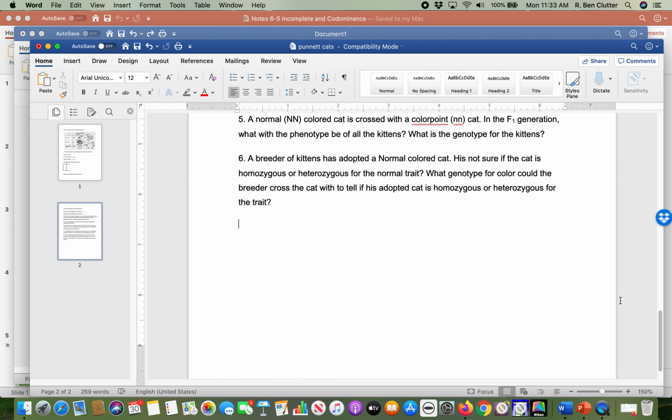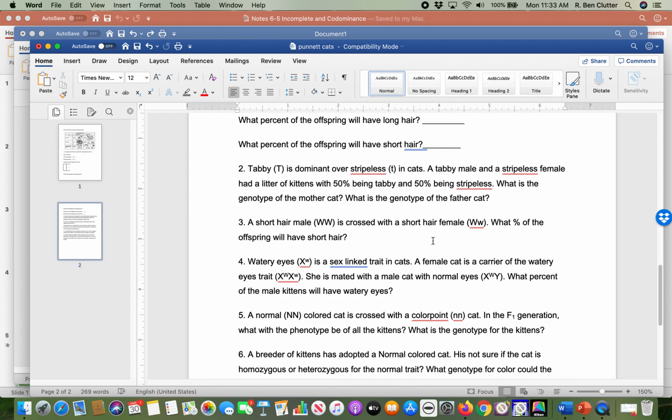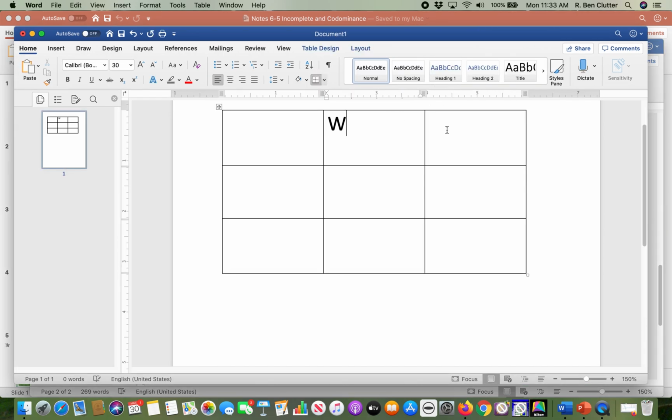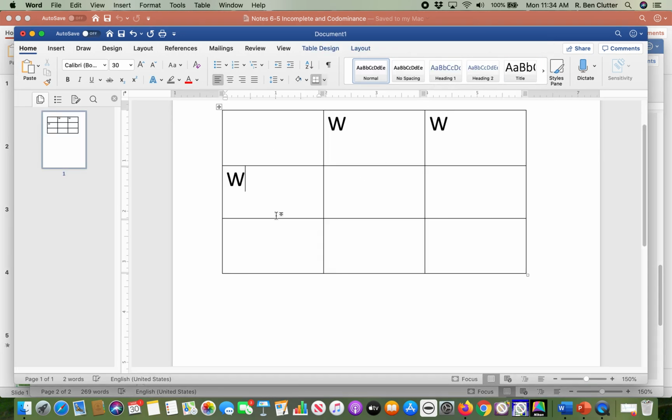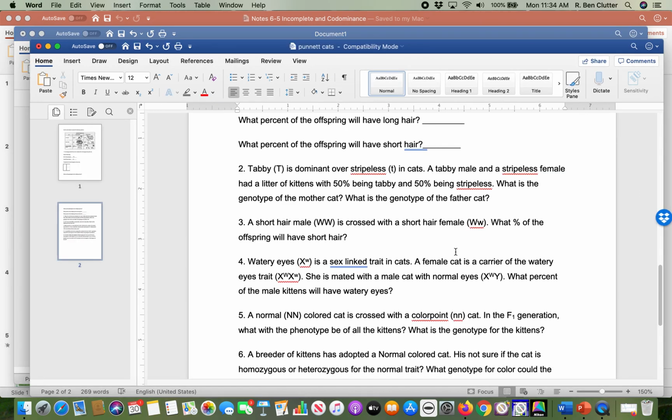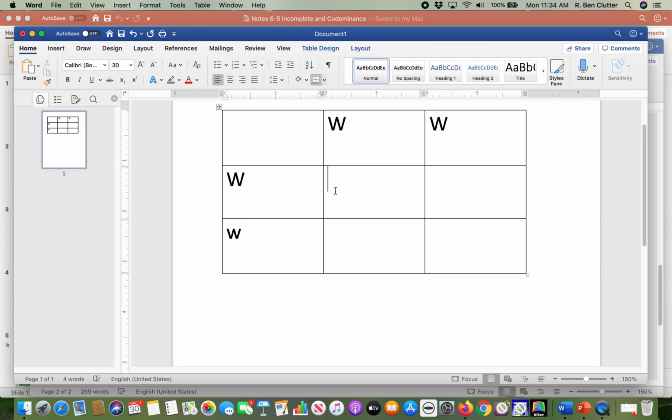It says we have a short hair male that's homozygous dominant. So remember, males should go on top. It doesn't really matter. And then a short hair female, but she's heterozygous. Okay. And what percentage of the offspring will have short hair? So let's look here.